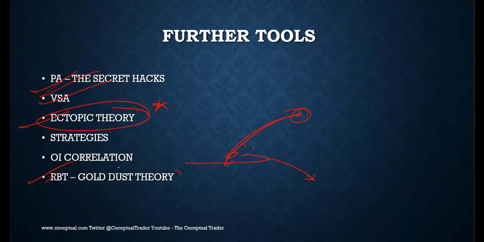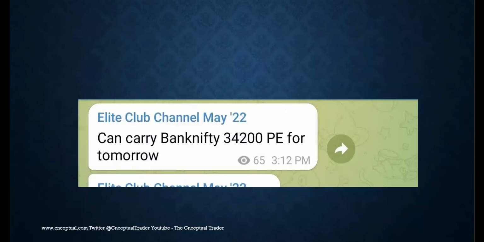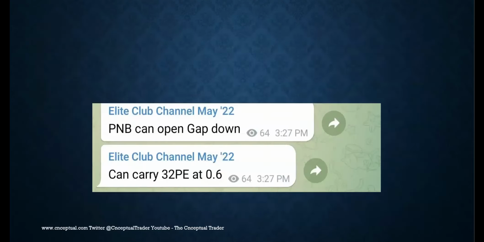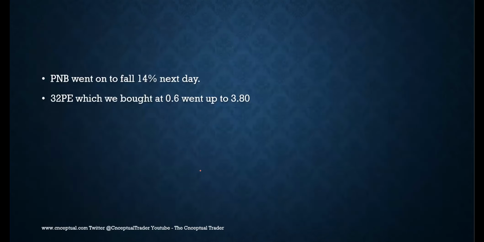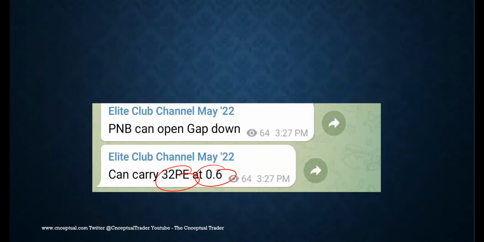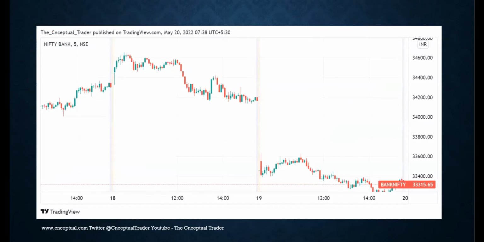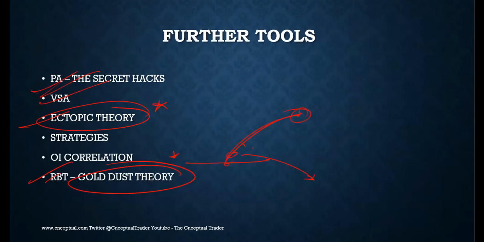Then we have gold dust theory also. There is one more theory which we apply on taking result based trades. Just say this PNB, when I was carrying 32 PE of PNB at 0.6 rupees. Next day, PNB opened huge gap down, and this particular option went from 0.6 to 3.8. So a 14% fall was there in PNB. That data reading was done using the gold dust theory. And this is a very useful theory.